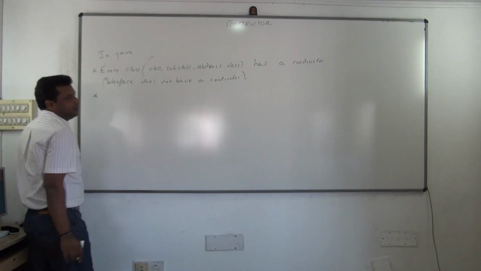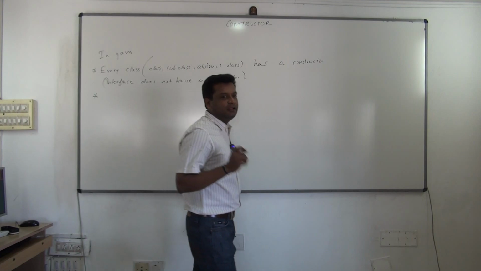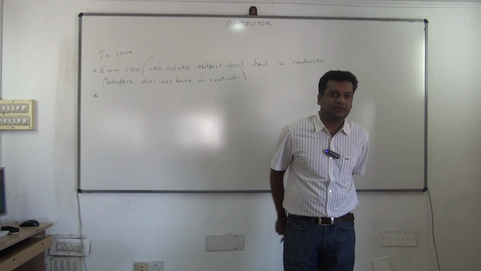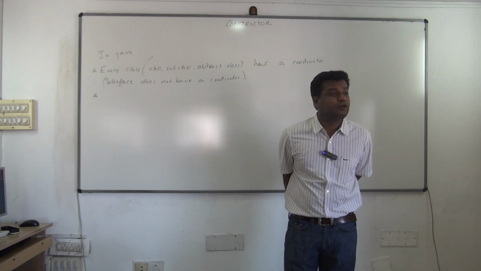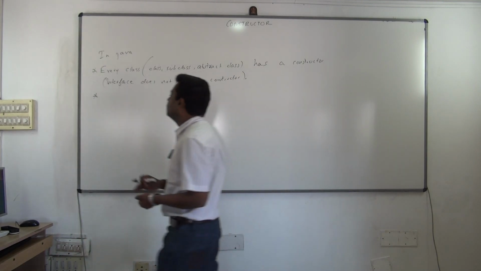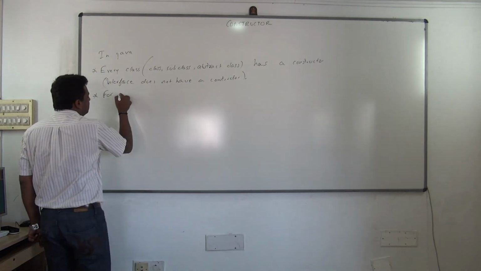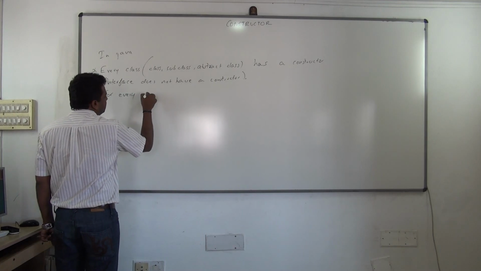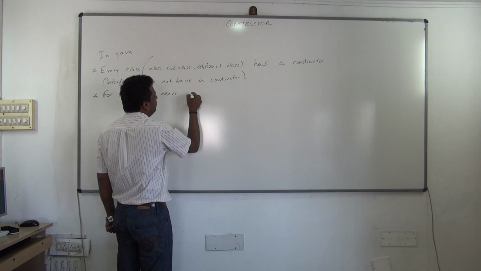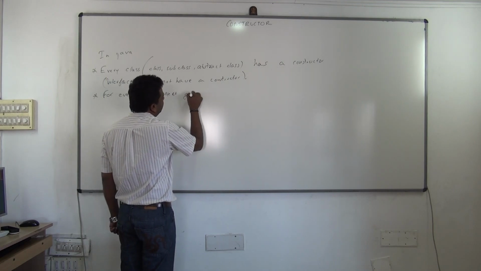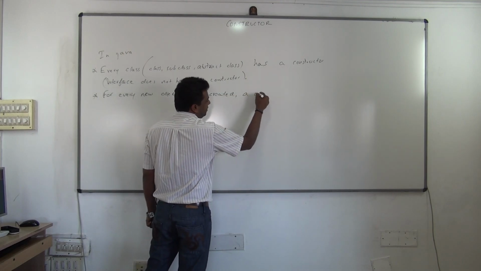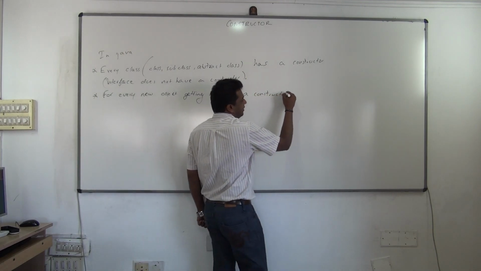The next point. When you create every new object, a constructor has to be executed. So a new object cannot be created without the execution of what? A constructor. In Java this is true: for every new object getting created, a constructor has to get executed.